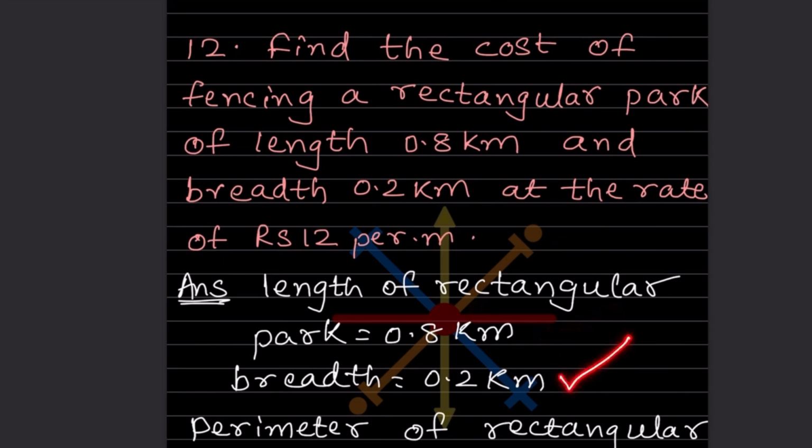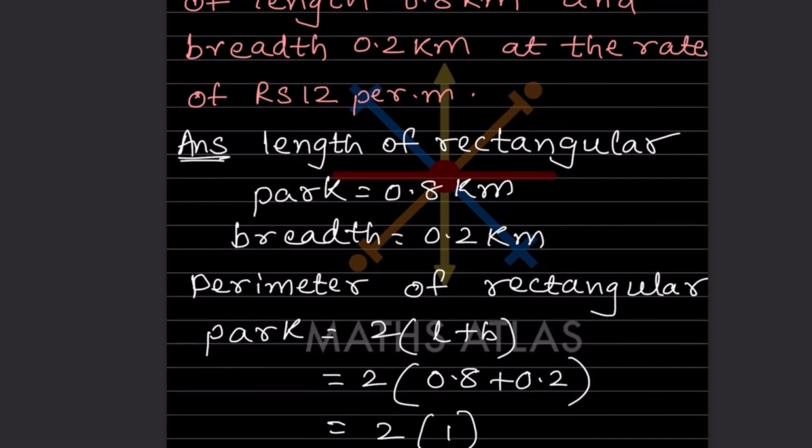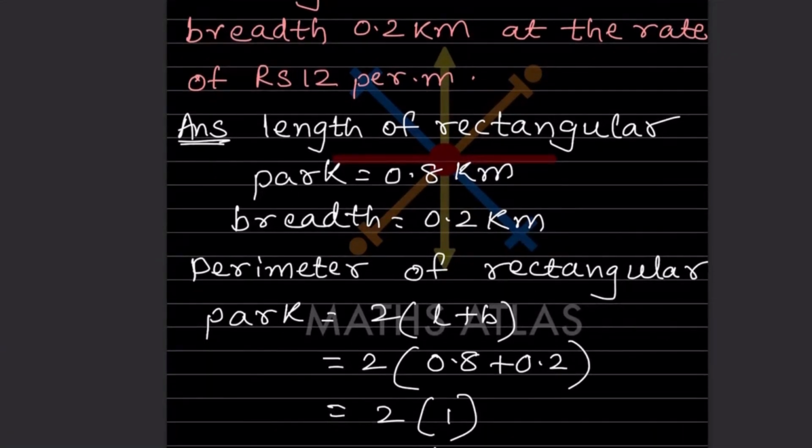and the breadth is 0.2 kilometer, and then the perimeter of the rectangular park. Again, I have explained this: for the perimeter, see, this is length, this is length, this is breadth, this is breadth.